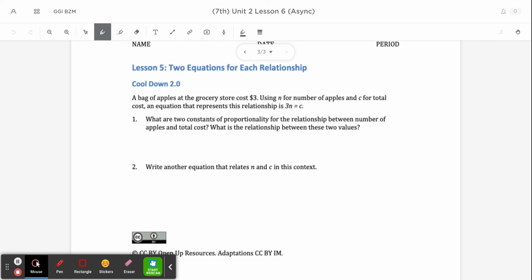A bag of apples at the grocery store costs $3. Using n for number of apples and c for total cost, an equation that represents this relationship is 3n equals c. 1. What are two constants of proportionality for the relationship between number of apples and total cost? What is the relationship between these two values? And 2, write another equation that relates n and c in this context.